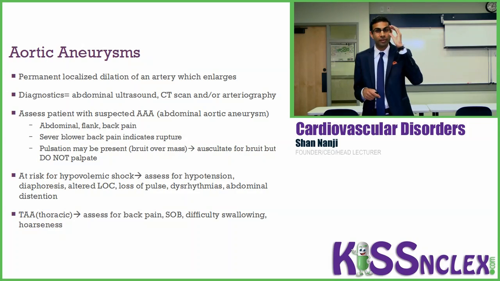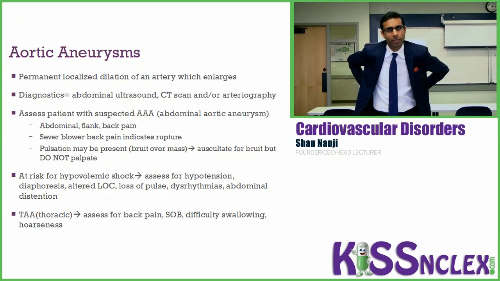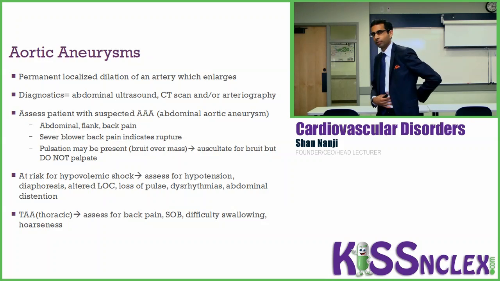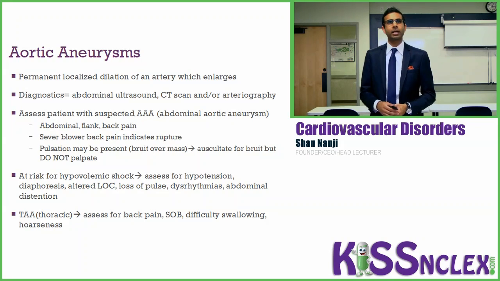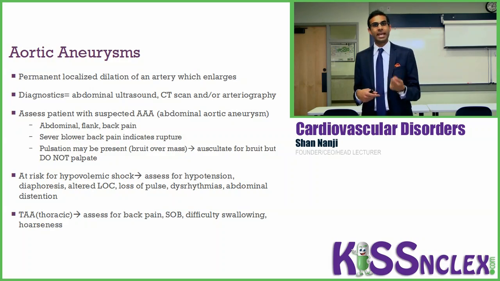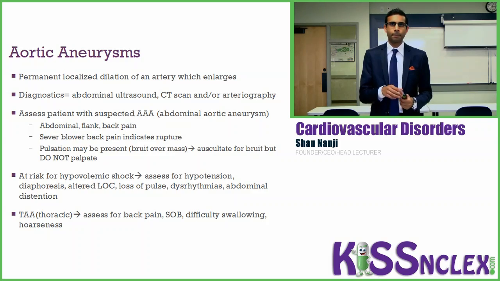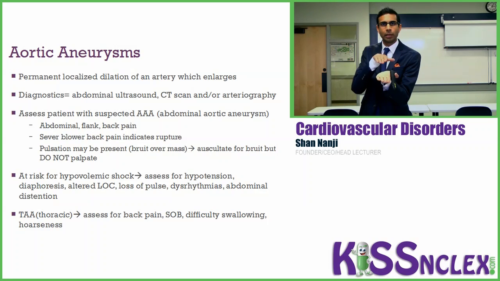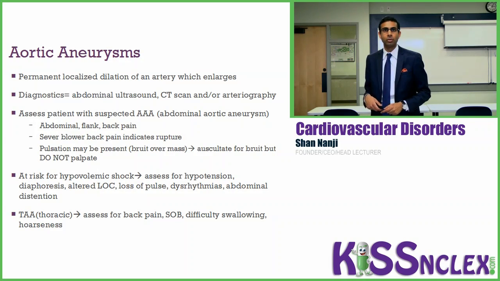Now, how do you assess a patient that has an abdominal aortic aneurysm? Well, first of all, this is a very painful event. So they'll have abdominal pain, flank pain, and back pain. Abdominal, flank, and back. If they have severe lower back pain, that's going to be indicative of a tear, an AAA tear, so an abdominal aortic aneurysm that is actually torn. Now, you may actually see and feel pulsation, and there'll be a bruit type sound over the mass, so you'll have to auscultate for that sound, but don't palpate it because you'll make it worse if it's about to blow.